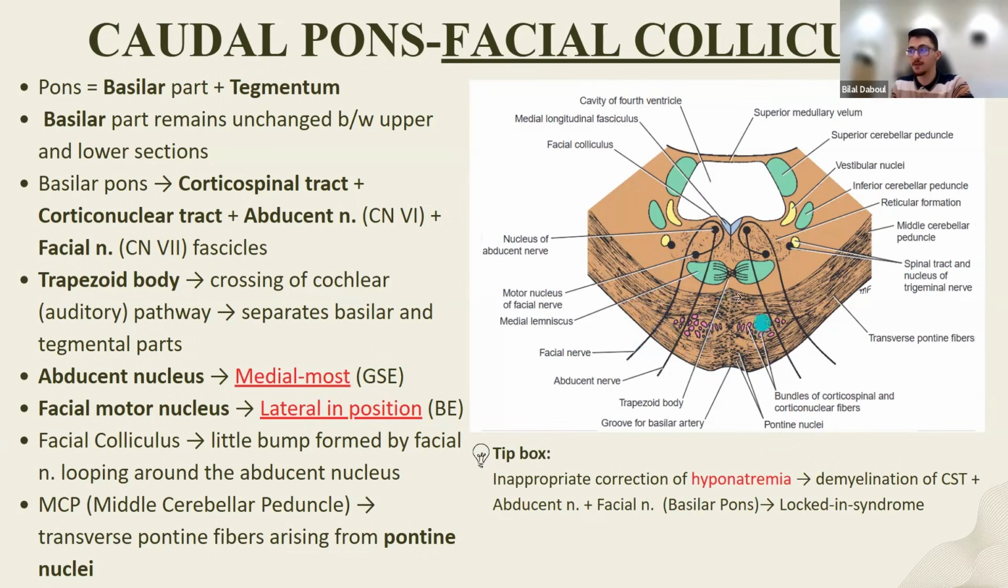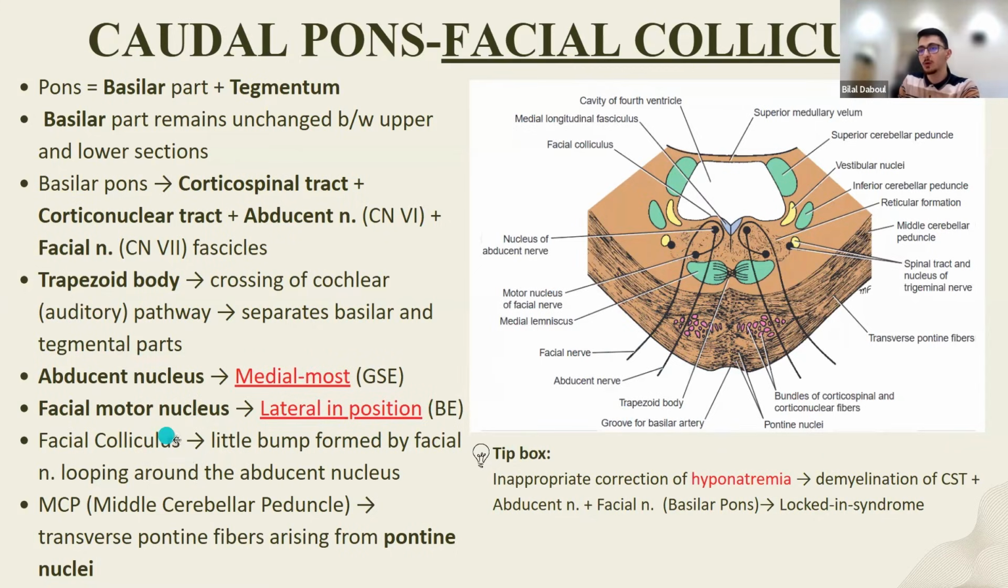So if I have a lesion again that affects the basilar pons completely, okay, I would expect abducent nerve deficits and facial nerve deficits, because the fascicles of both nerves exit the ventral part of the brainstem, or the ventral part of the basilar pons. Again, abducent nucleus, medial most, GSE in terms of function, again, somatomotor. Facial motor nucleus, a branchiomotor nucleus, is responsible for supply to the muscles of facial expression.